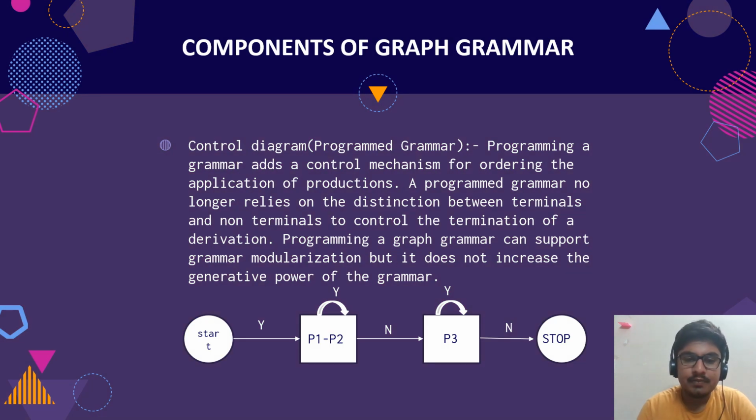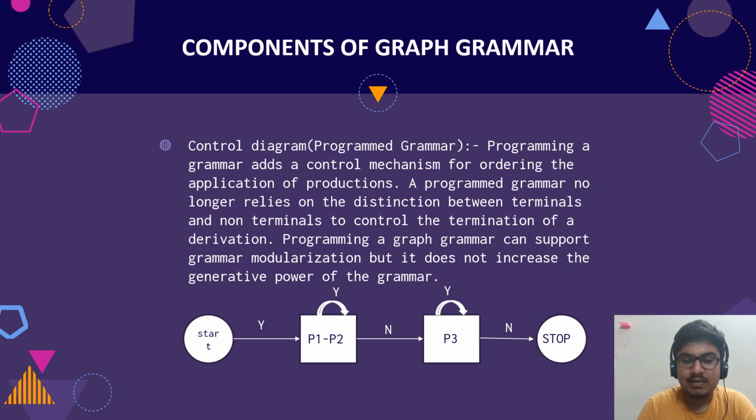Programming a grammar adds a control mechanism for ordering the application of productions. A programmed grammar no longer relies on the distinction between terminal and non-terminal to control the termination of a derivation. Programmed string grammars were introduced, and Bunke generalized this to graph grammars in 1974.